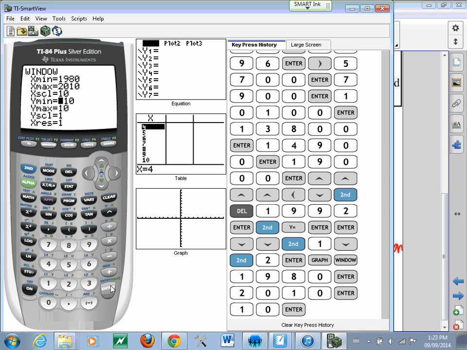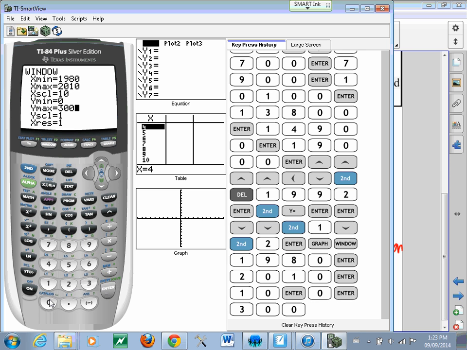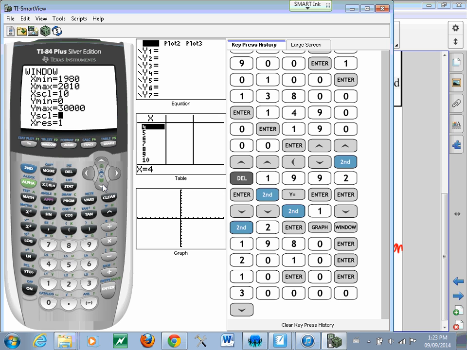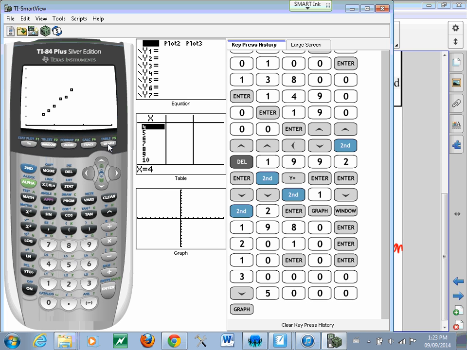The Y minimum, ladies and gentlemen, you can have 0 for your tons of olive oil, but be careful here. There's an error in the textbook. The textbook just has an error of 30. But we want to go 30,000 because they forgot to put in the thousands. Likewise, when we go down to the scale instead of 5, we're going to go 5,000 for our scale. So please make sure you fix that up. Okay, and the resolution stays as 1. Now we're going to press graph, and you'll see your 6 data points.